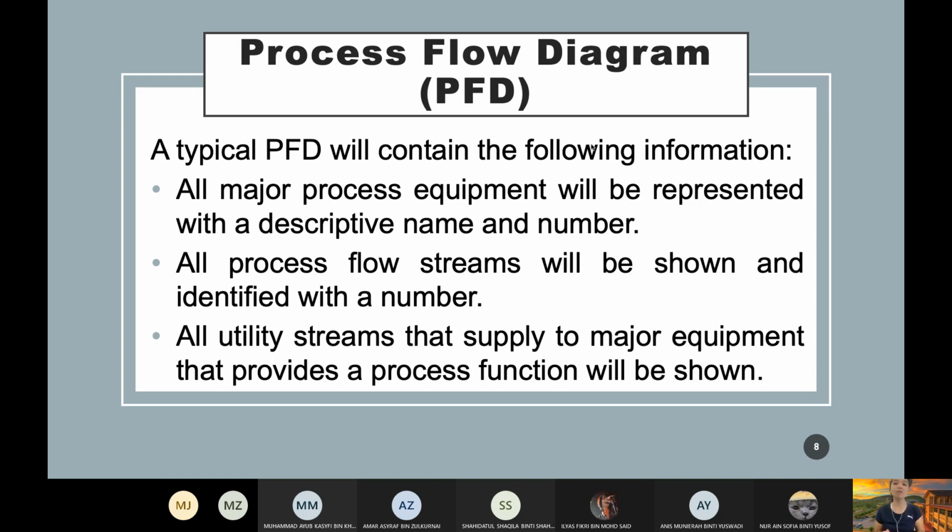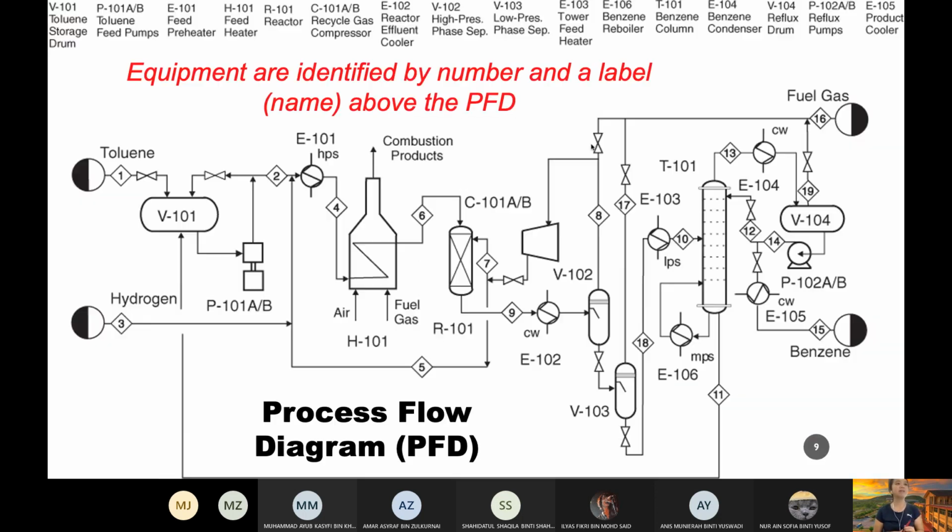Then next, kamu kena letak juga temperature dan pressure. So that also become a complex thing sebab kena masuk temperature dan pressure sekali. Okay, so let me show you first one by one how to understand a process flow diagram and how you're going to draw the process flow diagram. So this is an example of a process flow diagram.